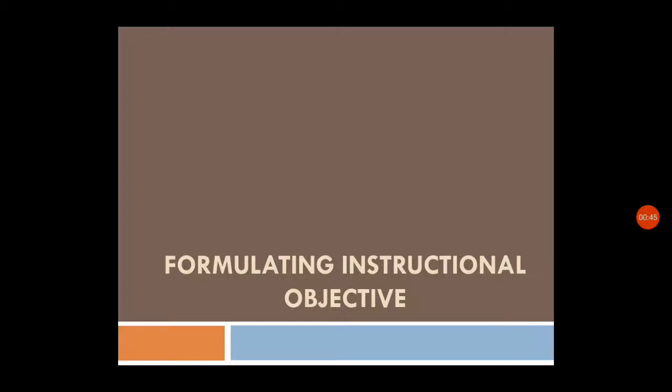So in a topic we have to write the central objective and also the specific objective. The two objectives we will be writing for each topic. Okay. So how to formulate the instructional objectives? There are various methods of writing behavioral objectives.